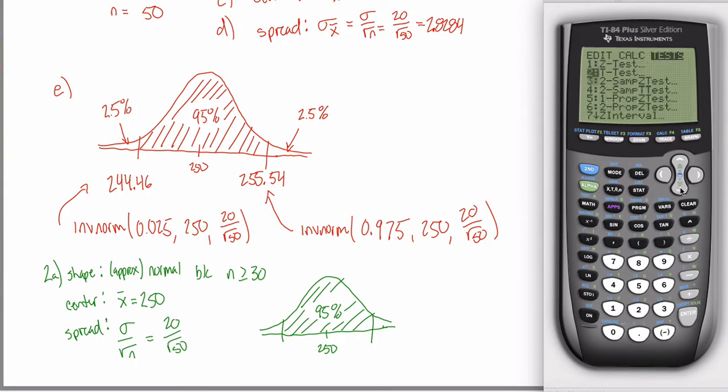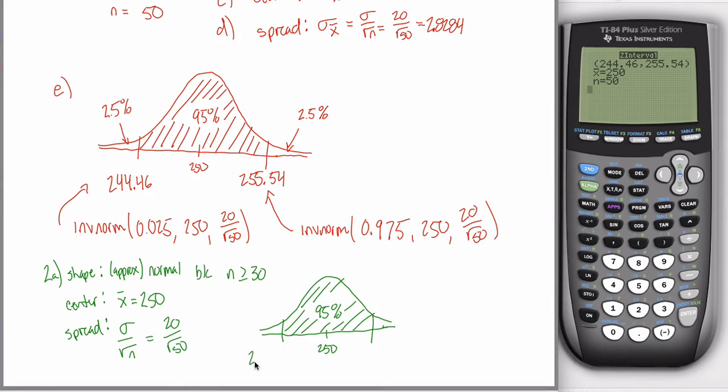Hit stat, then go over to tests. Z interval is the 7th thing listed. Tell it the statistics about the data. When it wants sigma, it really wants sigma, because you're giving it sigma and n in this screen, so it'll figure out the spread for you. It's a little confusing, easy to mess up on a quiz. x bar was 250, and I want a 95% confidence interval. If I hit calculate, note that it gives me the exact same answers that I had up here: 244.46 and 255.54. That's my confidence interval.